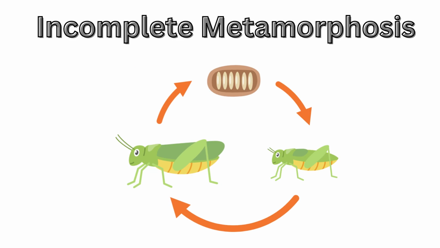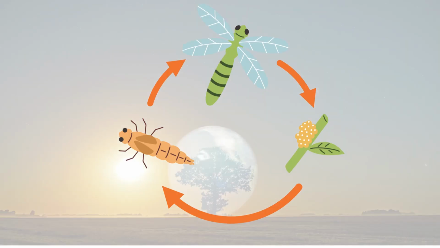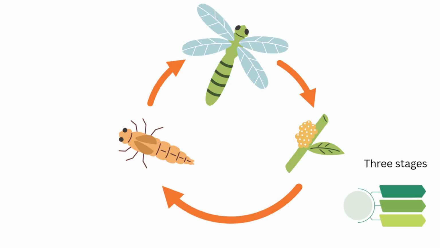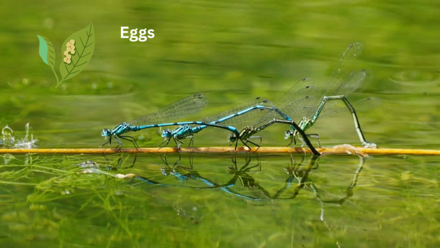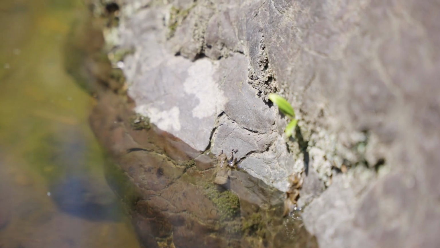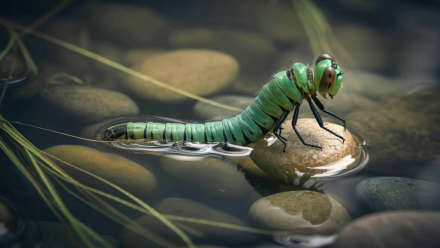Next is incomplete metamorphosis. Now let's learn about another type of insect growth. In this process, the insect doesn't change its body completely. It looks almost the same from young to adult, only the size and wings change. It has 3 stages: egg, nymph, and adult. Egg, the insect starts life as an egg. Nymph, when the egg hatches, a young insect called a nymph comes out. A nymph looks like a small copy of the adult, but it has no wings and cannot reproduce.